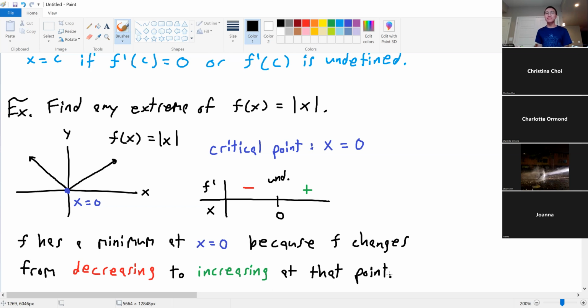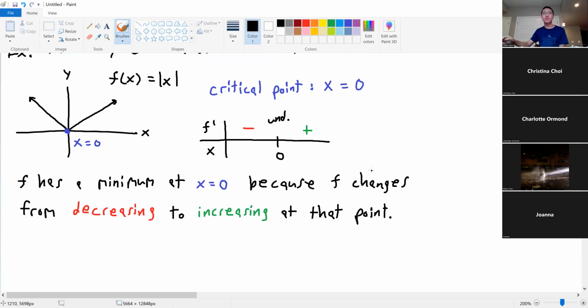Decreasing to increasing will always mean minimum, and increasing to decreasing is always going to mean maximum. And here's the last thing we'll do in class: I'll show you a way to remember this and keep it straight. So a maximum occurs when we go from increasing to decreasing.